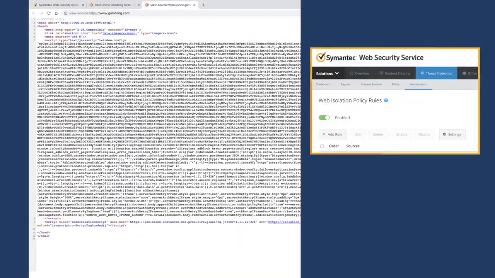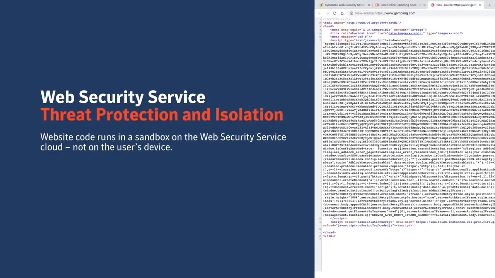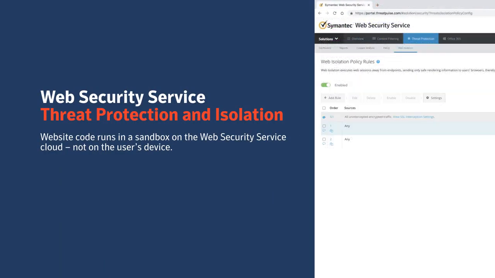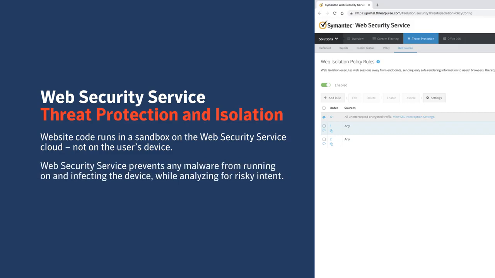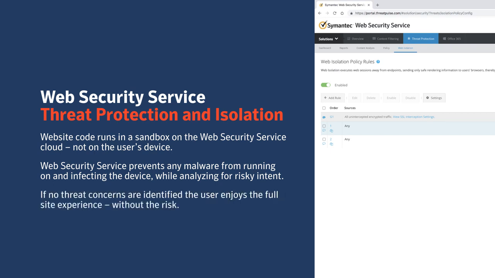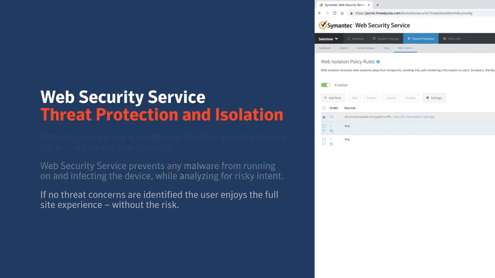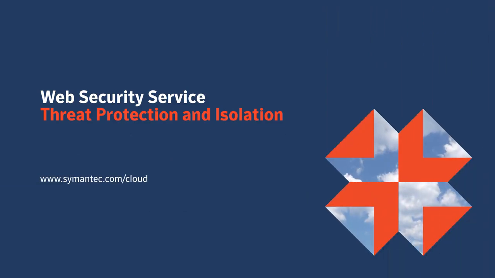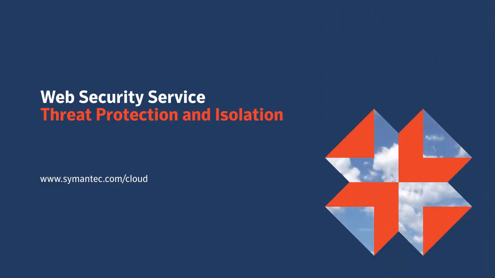The difference is that the website's code is running in a sandbox on the Web Security Service cloud, not on the user's device. That enables Web Security Service to help prevent any detected malware from running on and infecting the device, while analyzing its execution to identify risky intent. If there are no threat concerns identified, the user still enjoys the full site experience, but without the risk. And this only scratches the surface of what you can do with Web Security Service threat protection features.